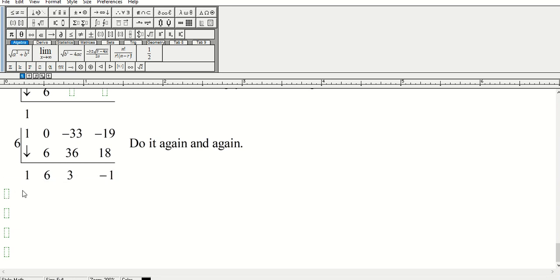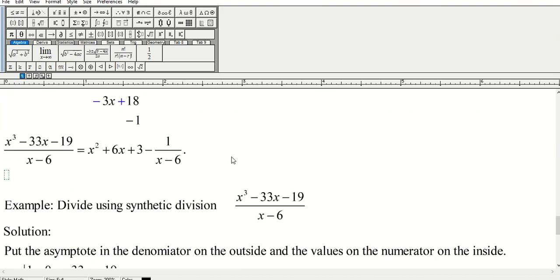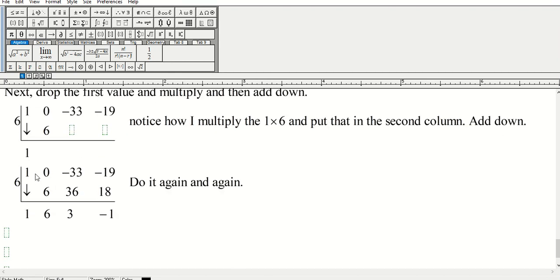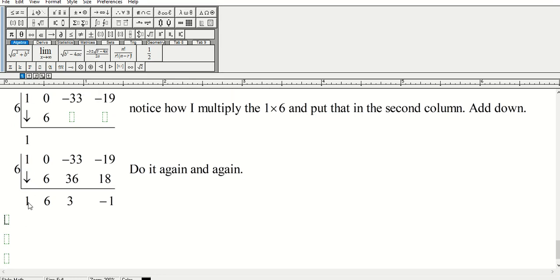Now check this out. Think about how this all started. This was an x cubed. We didn't have an x squared. We had an x and we had a number. X cubed, x squared, x, and number. That's what these are. Everybody's getting divided down 1. So this is now an x squared.